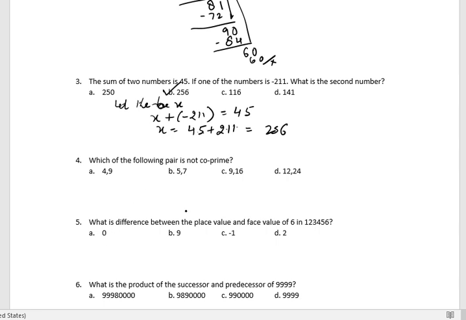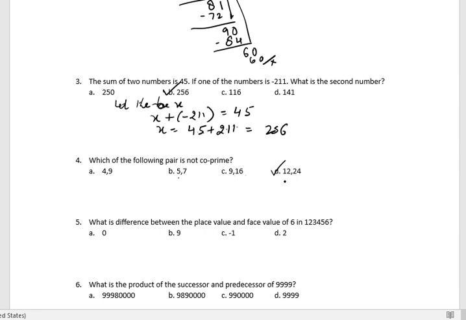Now, which of the following pairs is not co-prime? Again, the co-prime number concept is checked. We know that co-prime numbers are those numbers whose HCF is 1, and in the question it is asked where the HCF is not 1. When we talk about 4 and 9, there is not even a common factor, so HCF is 1. Here again HCF is 1. In the third case again HCF is 1. But in 12 and 24, the HCF is 12. So this is not a co-prime pair. I hope it is clear.